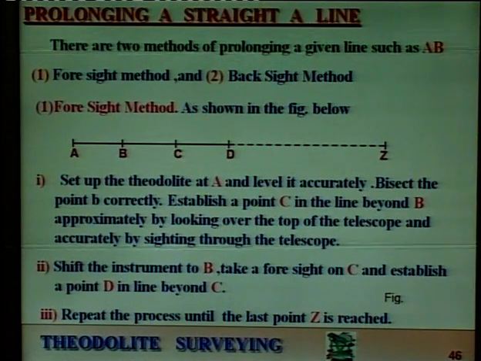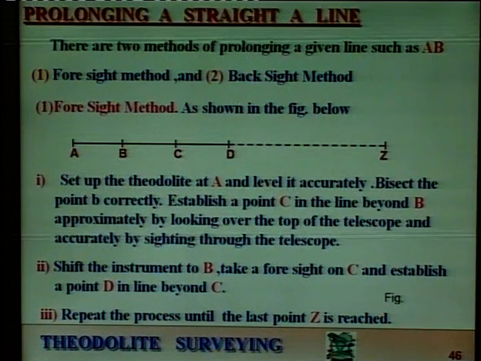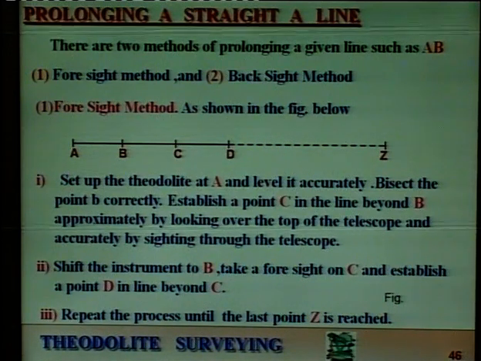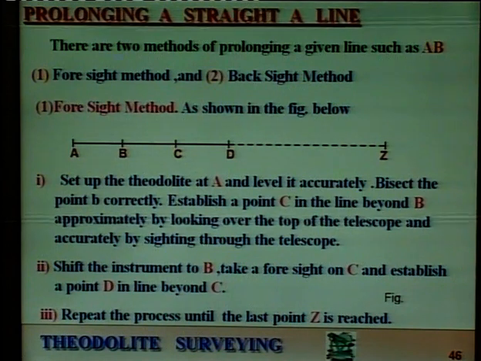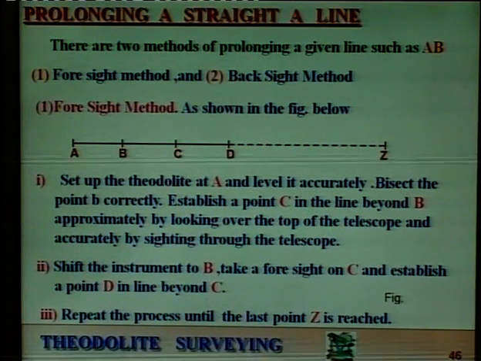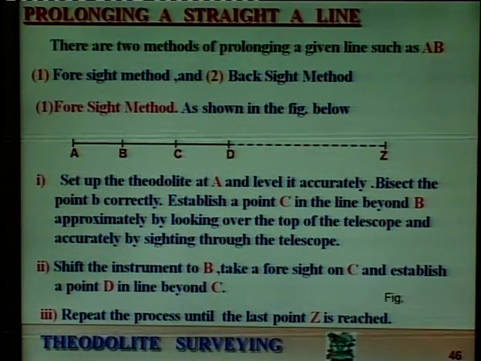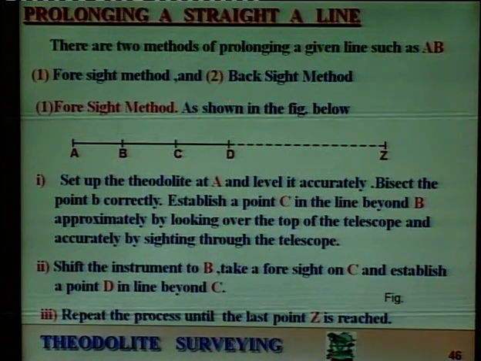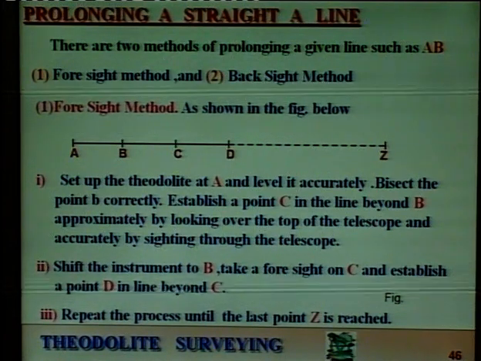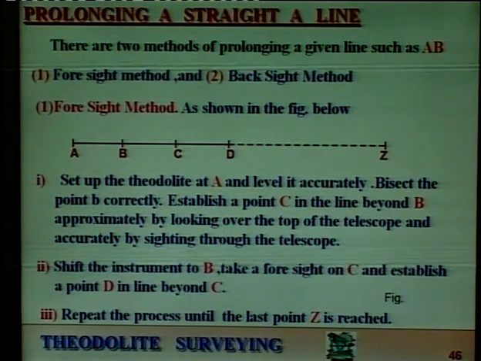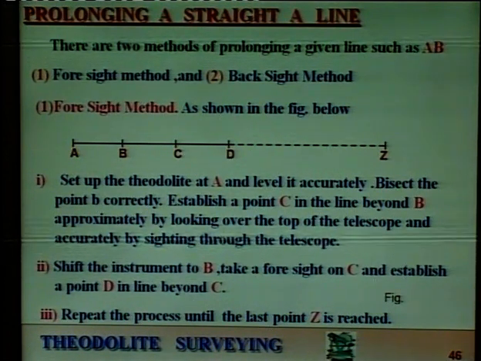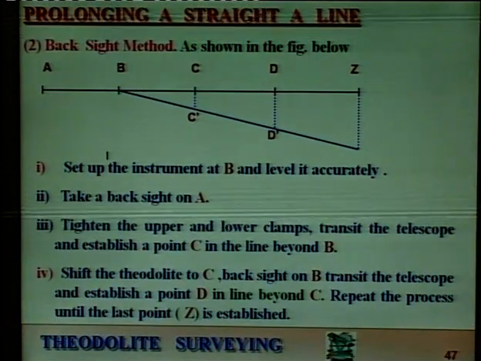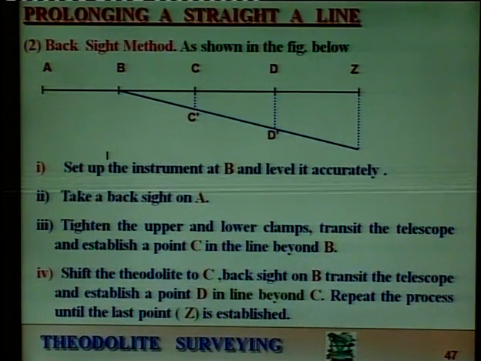Set up the theodolite at A and level it accurately. Bisect the point B correctly. Establish a point C in the line beyond B, approximately by looking over the top of the telescope and accurately by sighting through the telescope. Shift the instrument to B, take the foresight C and establish a point D in line beyond C. Repeat the process until the point Z is reached, and in this way we can prolong the line AB to a point Z.